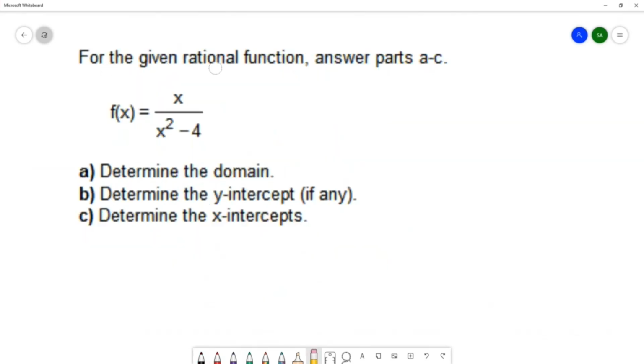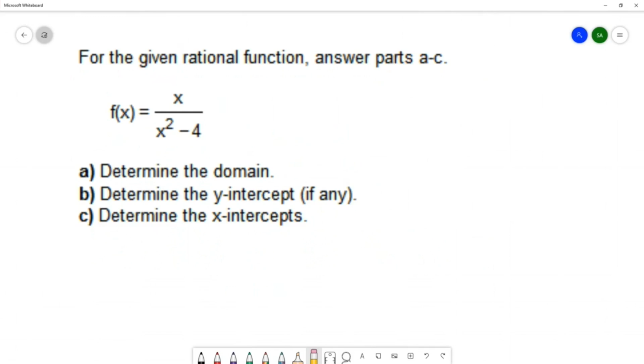For the given rational function, answer parts A through C. We have the function f of x equals x over x squared minus 4. We want to find the domain, the y-intercept, and the x-intercepts. So let's start off with the domain.